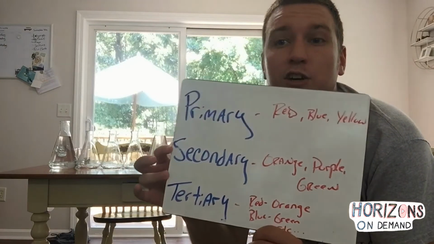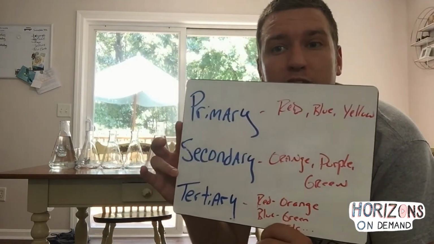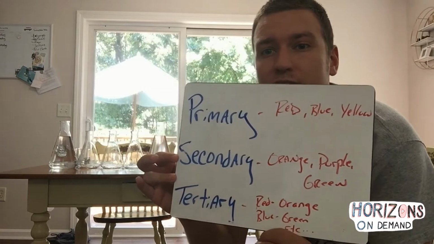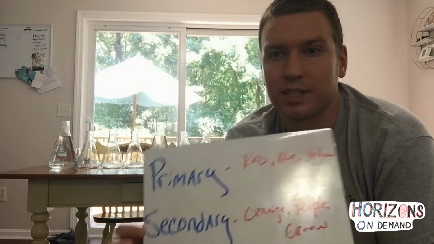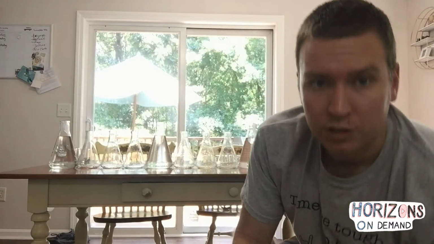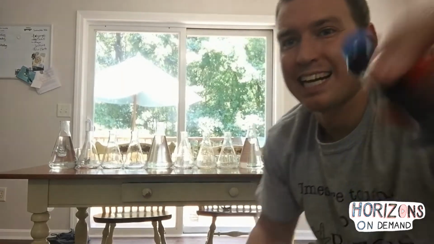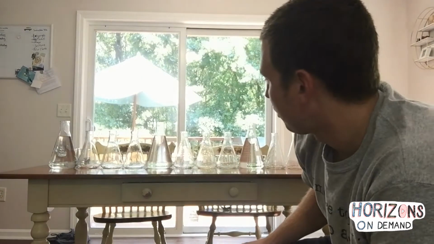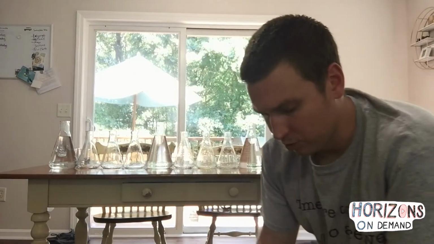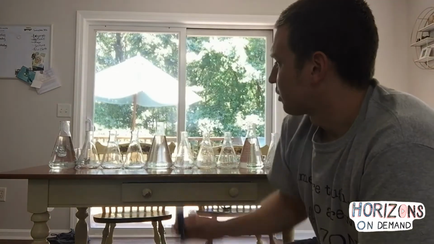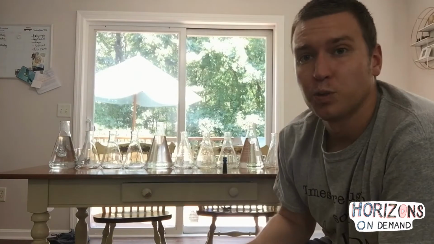And then finally, our tertiary colors are a combination of our primary and secondary. So for instance, we can get red-orange, blue-green, etc. Tertiary colors get kind of cool when you start combining. So what we're gonna do is I have behind me 3 tall glasses. 1, 2, 3. Those are gonna represent our primary colors. So we're gonna start with, again, red, blue, and yellow.